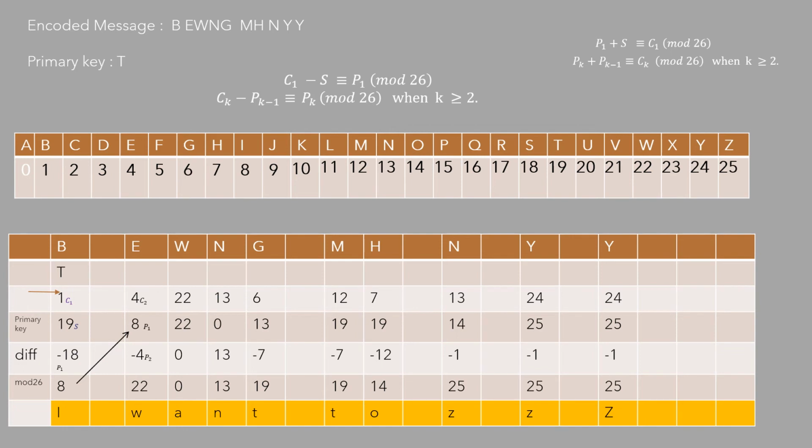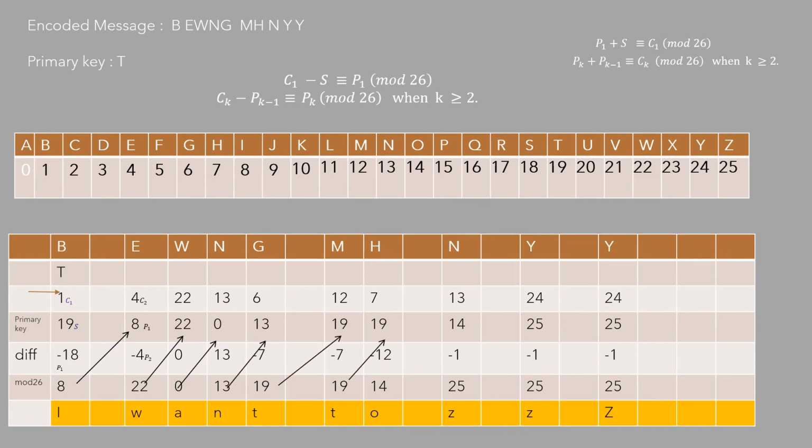Now this 8 should go under C2, because that is my P1. C2 minus P1 becomes my P2. So 4 minus 8 is negative 4. Negative 4 is the same as 22, and 22 is my P2. So P2 goes under C3. 22 minus 22 is 0, so the value is 0 itself. 0 goes under the next letter, N, which is 13. 13 minus 0 is 13.